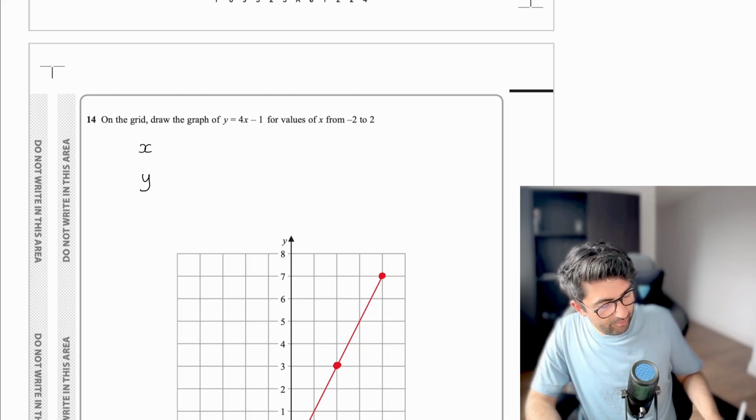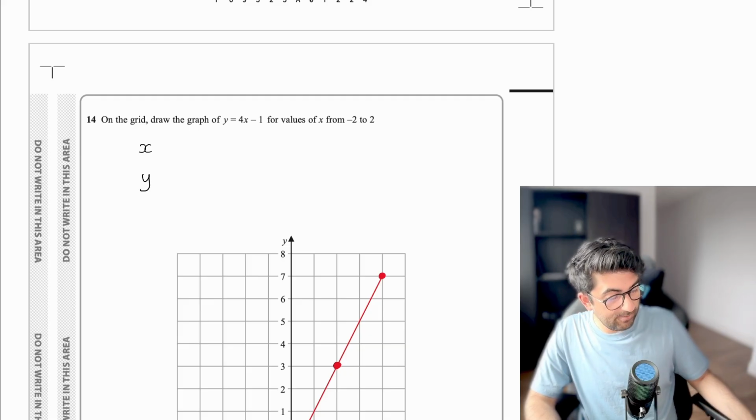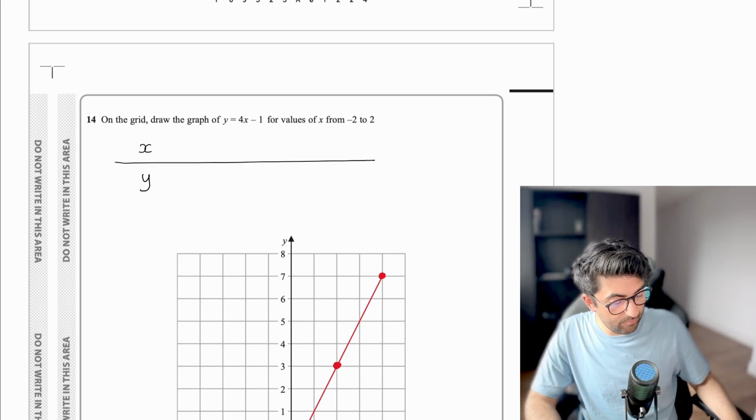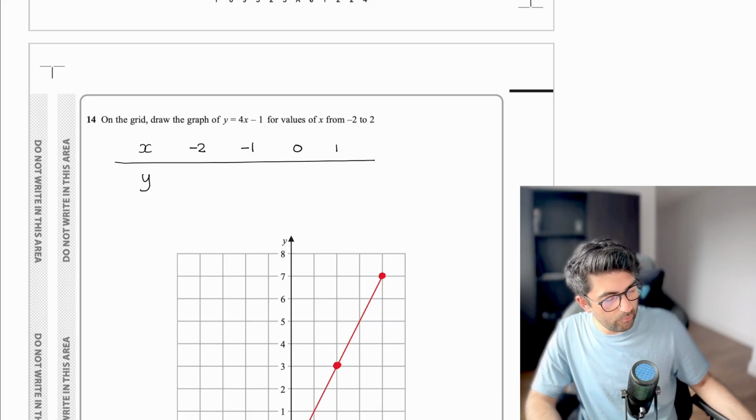If I draw a table out of that, it needs to go from -2 to 2. So the X values need to start at -2 and finish at 2. So if I start at -2, then go to -1, then 0, then 1, I need some more space, and then 2. Okay, so this is the beginnings of our table.